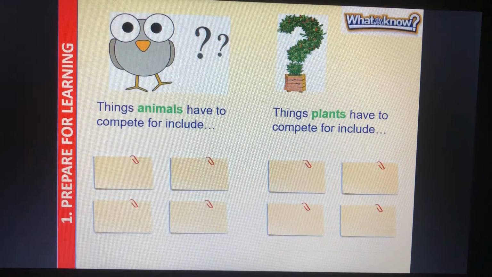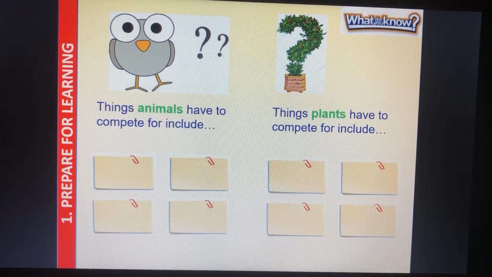Okay, so first bit we're looking at adaptations, and this is something just to think about. If you want to make a note of these, then you can, and remember, because this is a video, you can pause at any point in time if you need extra time to catch up. So animals, what do they have to compete for? And plants, what do they have to compete for? It's just trying to get us thinking. So if you want to have a little think about that, or maybe you're working with somebody via FaceTime or something like that, then you can pause now and have a chat about it.